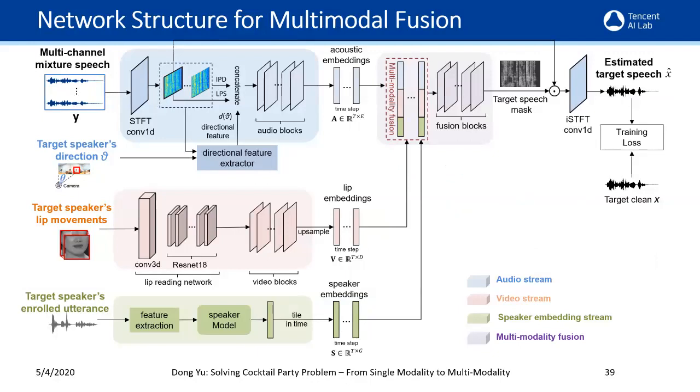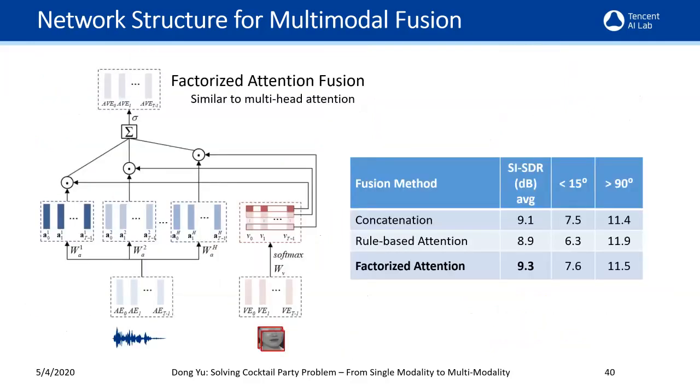Another important question in multimodal system is information fusion. This is the whole architecture of our multimodal speech separation and enhancement system. The fusion model takes an important role. We studied several possibilities. We found out that simple concatenation works pretty well. However, by using factorized attention fusion, which is similar to multi-head attention, we can achieve even better enhancement.